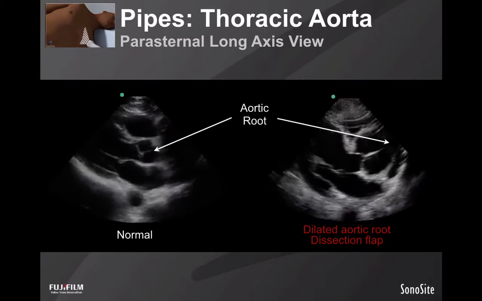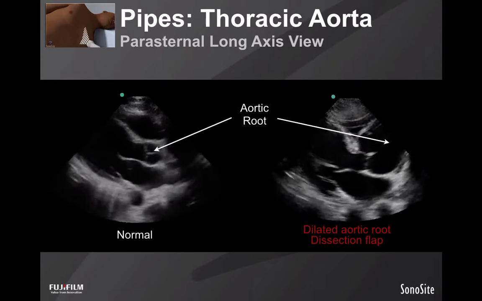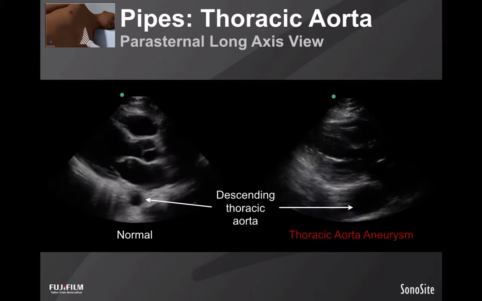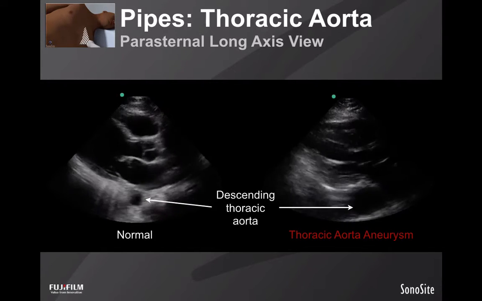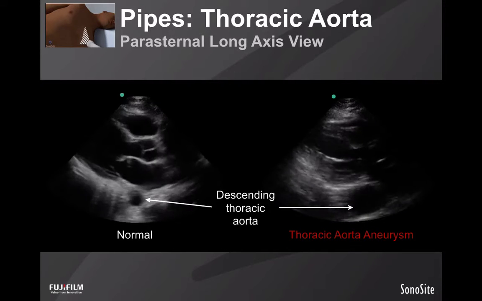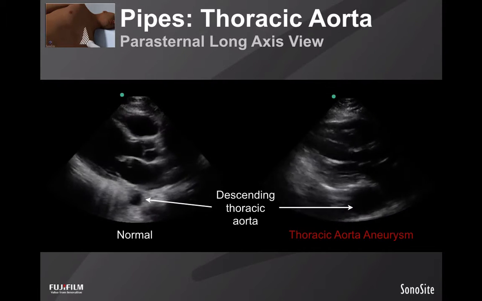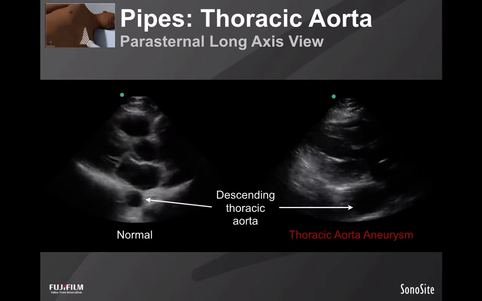In patients with suspected thoracic aortic dissection, we can perform an echo to look for aortic root dilation and examine the descending thoracic aorta for dilation or intimal flap. The aortic root and thoracic aorta should measure less than 4 centimeters, and an intimal flap will appear as an echogenic line within the lumen of the aorta.